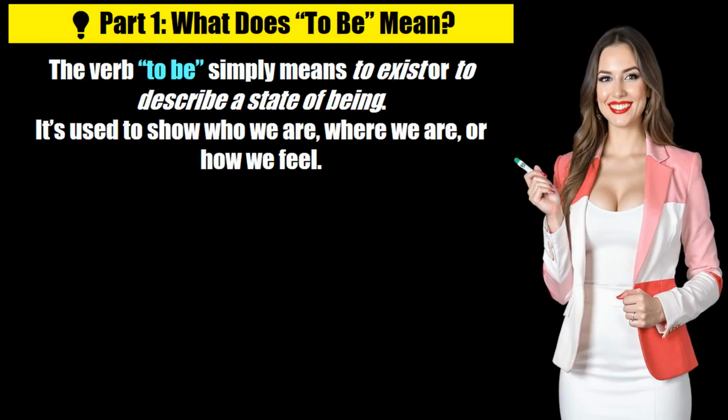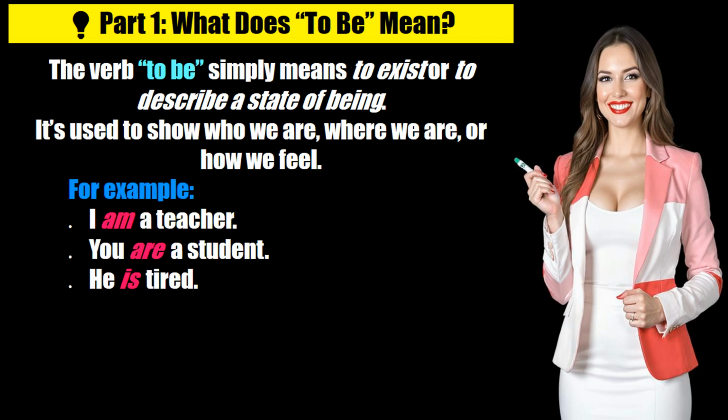Part 1. What does to be mean? The verb to be simply means to exist or to describe a state of being. It's used to show who we are, where we are, or how we feel. For example, I am a teacher. You are a student. He is tired. It's one of the most important verbs in English, and also one of the most confusing.